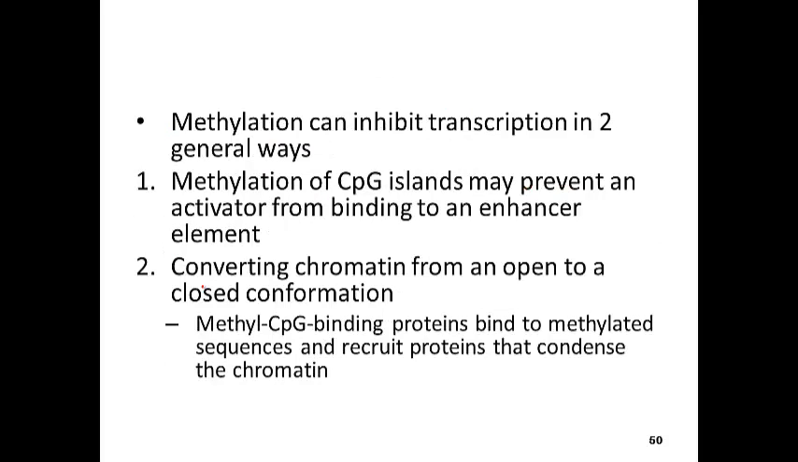Now, how does this happen? In two ways. You methylate these islands. It can prevent interaction of proteins like activators near enhancer elements. And so if the activator can't bind, transcription can't be turned on. It also can convert chromatin from an open to a closed conformation. And when it's closed, we know that it's not able to be activated. It's not able to be expressed. There are specific proteins that bind a methylated sequence, and they recruit proteins that further condense the chromatin.